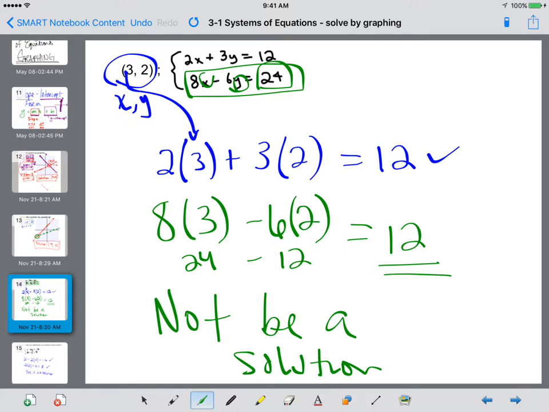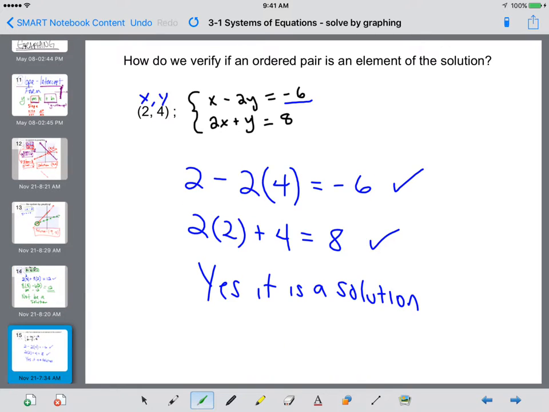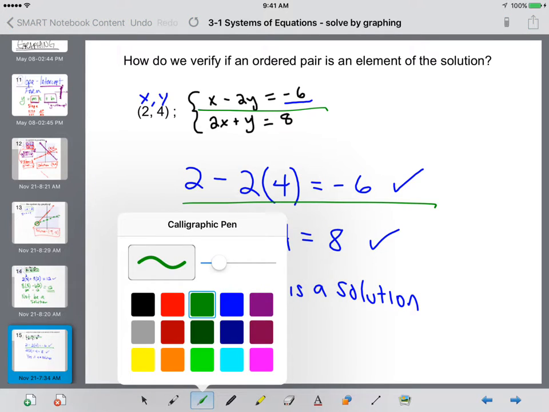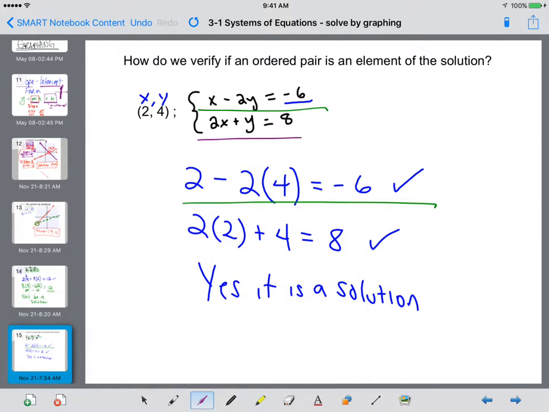If we plug it in and we get something that works, it is a solution. So I'm going to show you a quick example that's already been done. If I plug in 2 for x and 4 for y, we get -6 for the top equation. And if I plug in the 2 for the x and the 2 for y in the bottom equation, we get 8 as our answer. That works out. Therefore, it would be a solution.